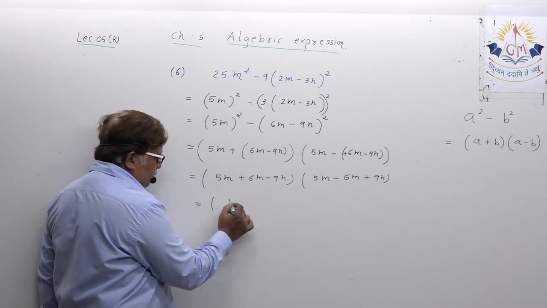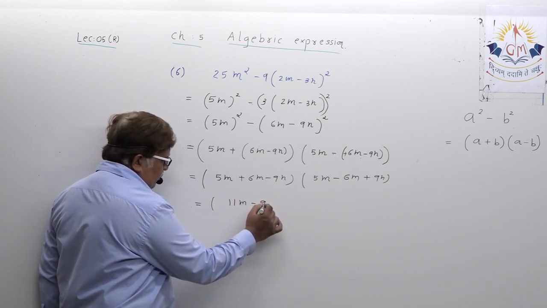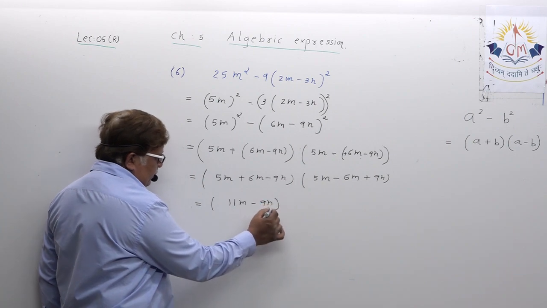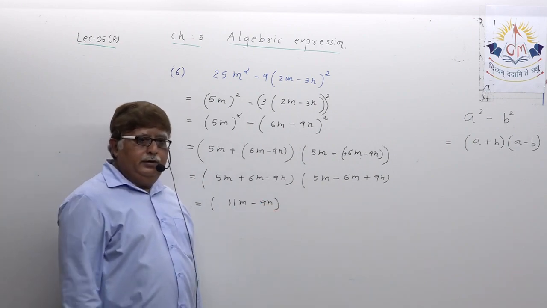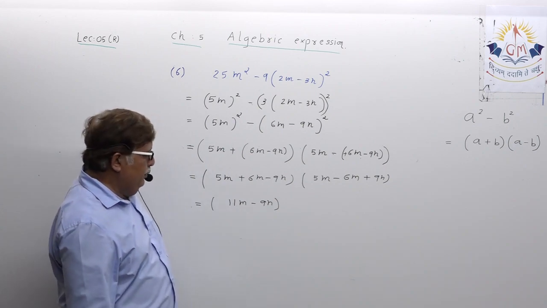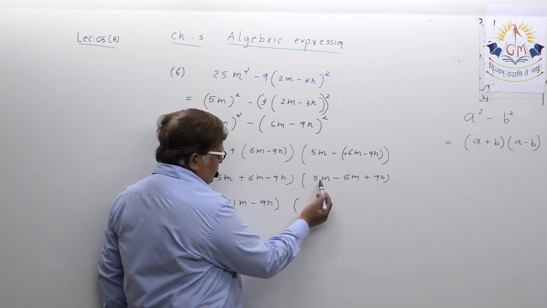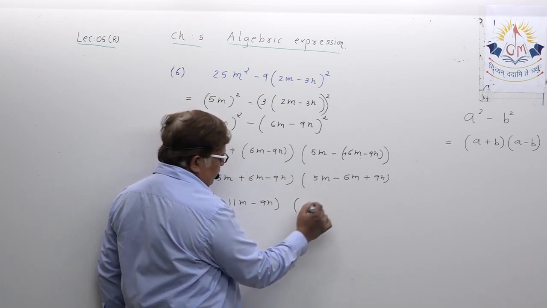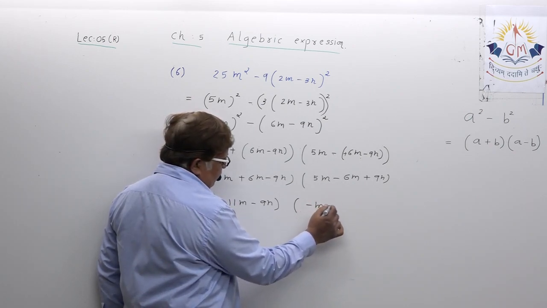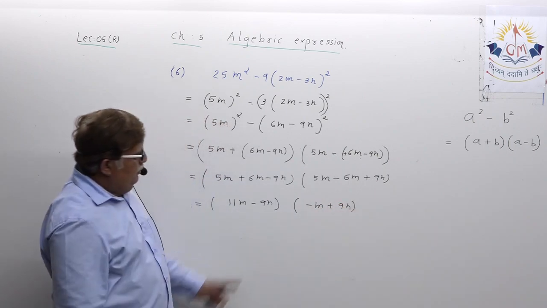5m plus 6m, 11m minus 9n. Is it clear, dear student? Okay. And here 5m minus 6m, minus m plus 9n.